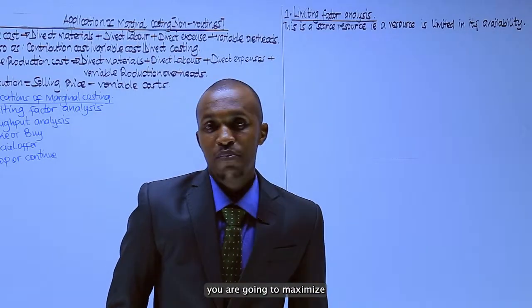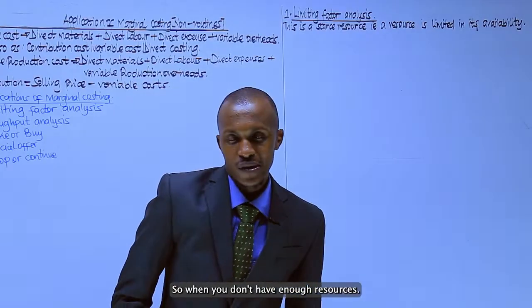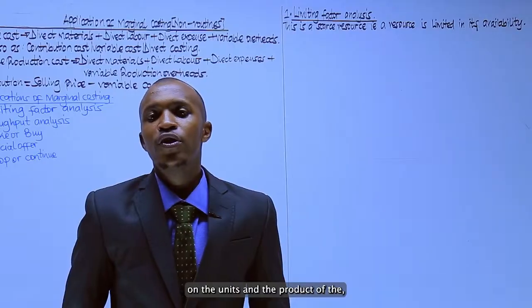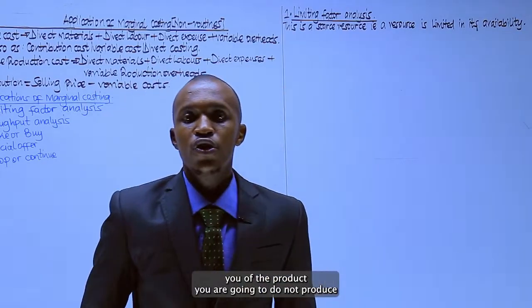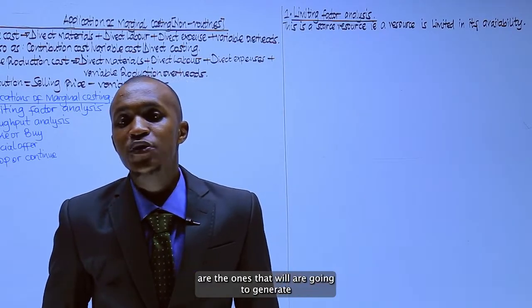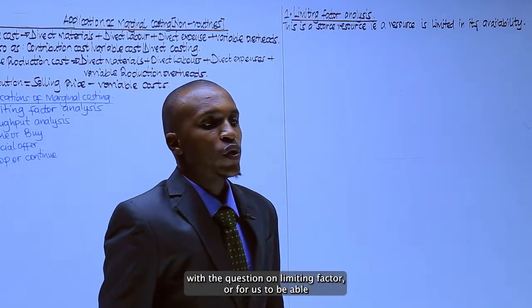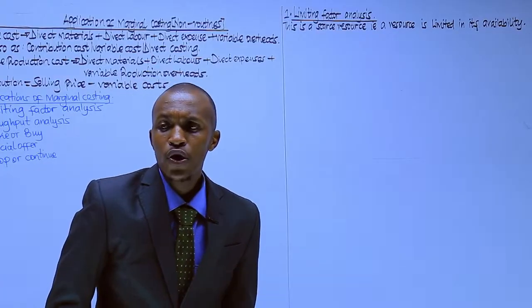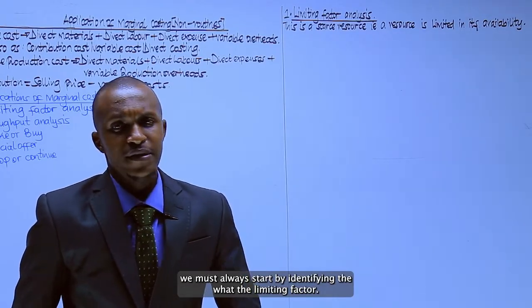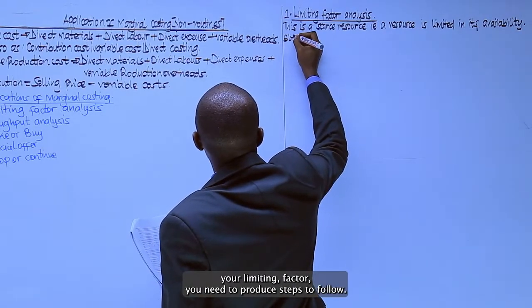Okay? As an organization, when you are faced with a limiting factor or where you don't have enough resources, you are going to maximize the contribution per limiting factor. So when you don't have enough resources, you as an organization should decide on the units and the product you're going to produce, such that these products are the ones that generate the maximum contribution.